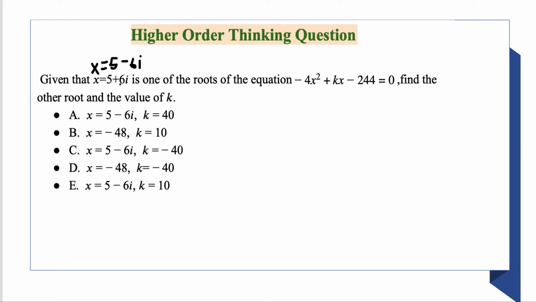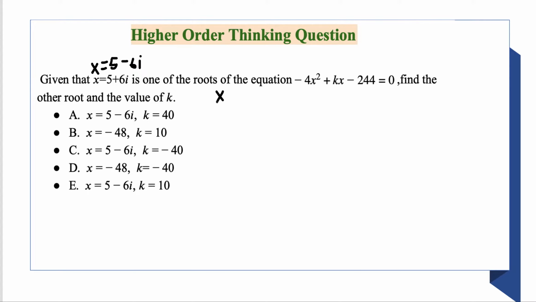Because if one of the roots is 5 plus 6i, the other root is the complex conjugate, which is 5 minus 6i. So here what we are ruling out: B is not the answer and D is not the answer, but the answer is between A, C and D. We don't know exactly which one it is. But let me write here those roots.